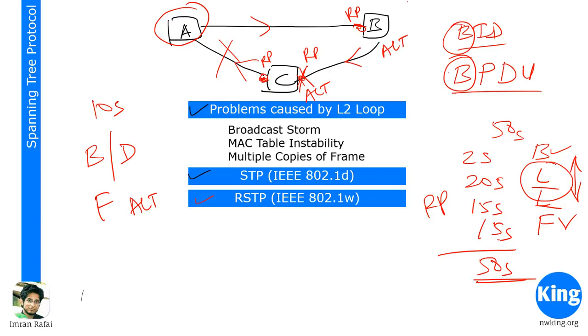In STP, it would be 50 seconds. So it is 10 seconds versus 50 seconds. So basically, that's the difference between STP and RSTP. RSTP is much quicker than STP. And as more and more technology came, RSTP was something that IEEE had to come out with, right? So it's called Rapid Spanning Tree Protocol.